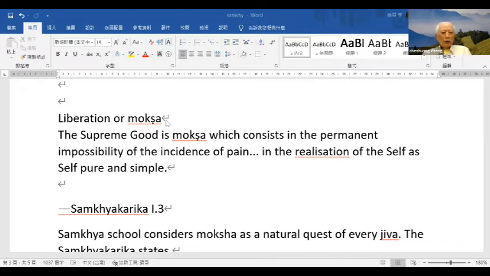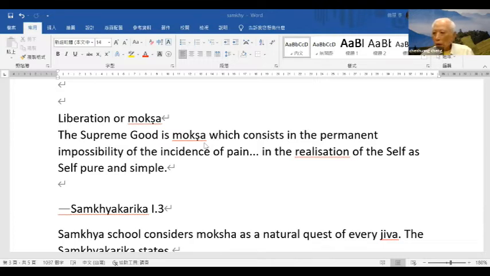Patimokkha is the precepts observed by the monks or the nuns or the lay people. We call it patimokkha sila. Moksha means liberation or emancipation or freedom, or we may call it nirvana. The supreme good is moksha. The supreme good, the best thing, is moksha. Okay, it is the same in all Indian religions or philosophy.